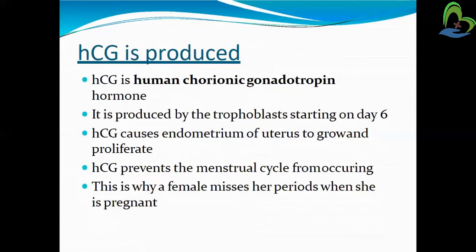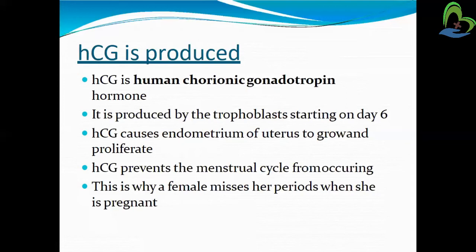We all know that during the pregnancy phase, the menstruation phase is stopped. This occurs with the help of the HCG level. HCG prevents the menstrual phase during pregnancy. So this is why a female misses her periods when she is pregnant. This is the main reason why the periods are stopped during pregnancy.